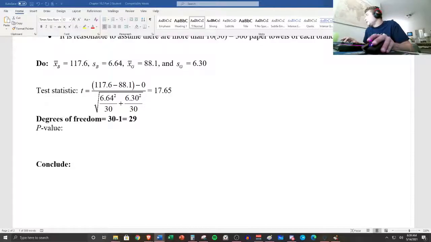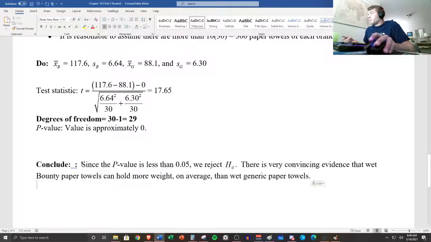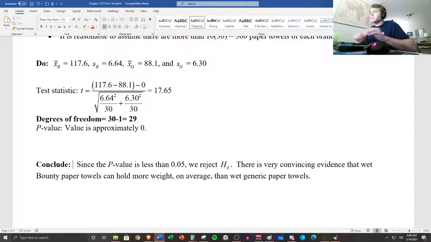So we're using that degrees of freedom. The p-value is approximately 0 because it's just far off of that table. Okay, it's approximately 0. That's the probability. What does that mean? Well, since the p-value is less than 0.05, if the p-value is low, remember, reject the H0. P-value is less than 0.05, we reject H0. There's very convincing evidence that the wet Bounty paper towels can hold more weight on average than the generic.